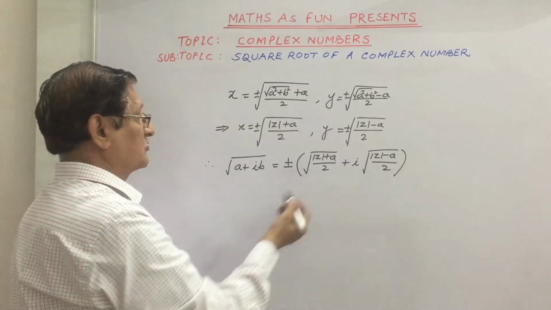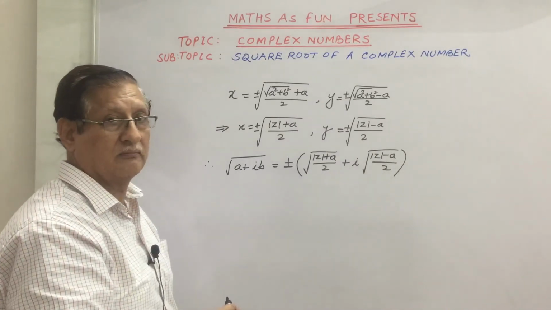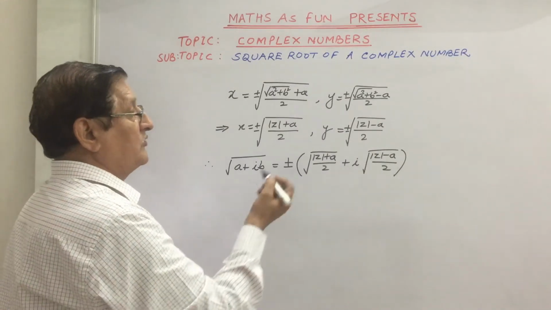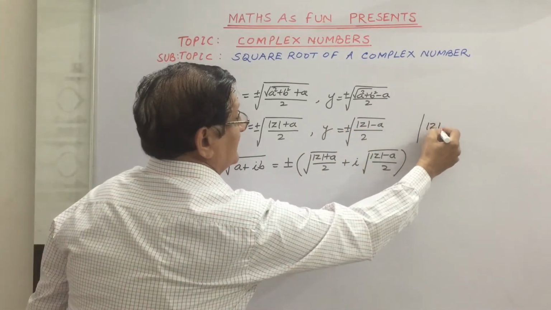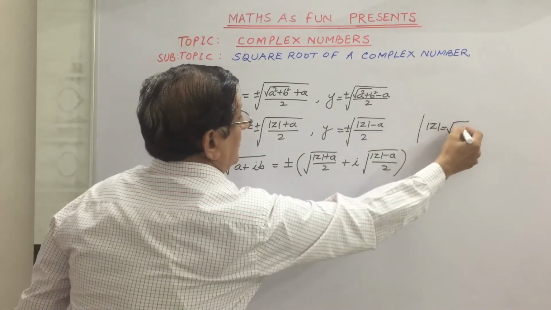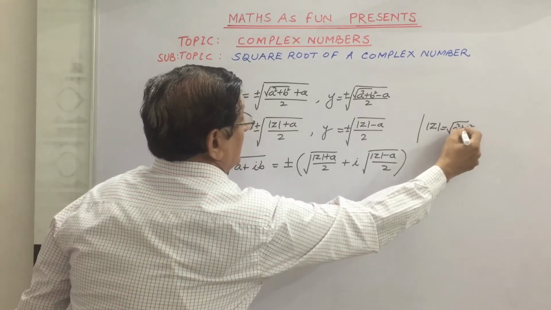This becomes the square root of a plus iota b. Please remember that here we have written modulus z, because we know that modulus z is equal to root of a square plus b square.